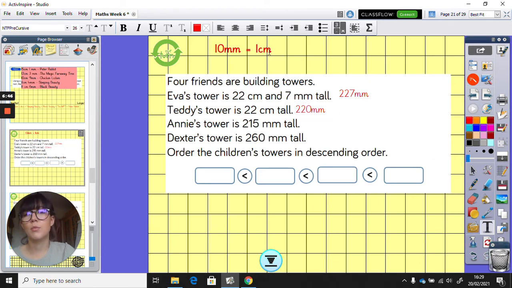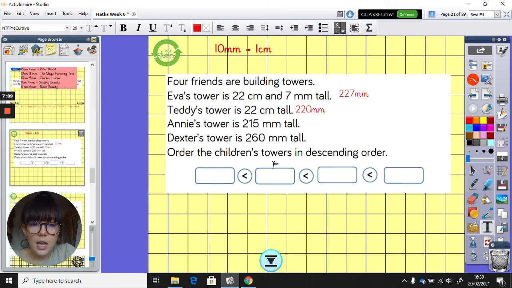10 millimetres equals 1 centimetre. All I have done to work that out is I have timesed the answer by 10. I've made it 10 times bigger because the millimetre is 10 times smaller than a centimetre. With this one, I just times the centimetres by 10 to get 220, and then you just pop the 7 millimetres on at the end because you're already in millimetres.